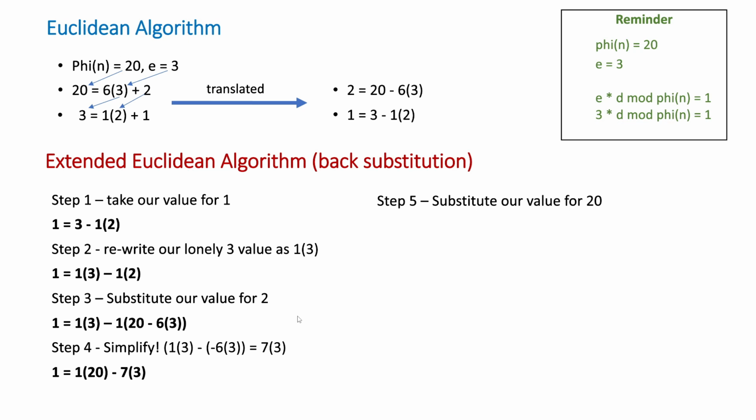Now move on to step 5. So now I want to substitute our value for r20. So exactly what we did here for r2, we now want to do for the r20. And how do we do that? We look up here in the top left. r20 equals... perfect. We already know what r20 equals. So we take this value, 6 times r3 plus r2, and substitute it for that q1 times r20 we got down here. So what we're left with is q1 times (6 times r3 plus r2) minus 7 times r3.